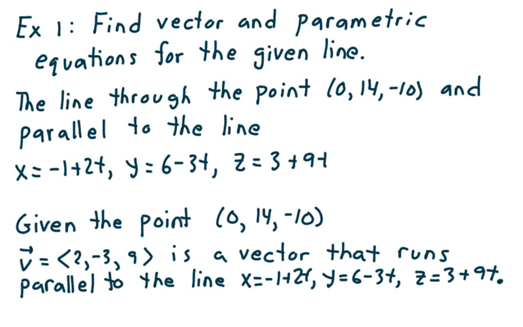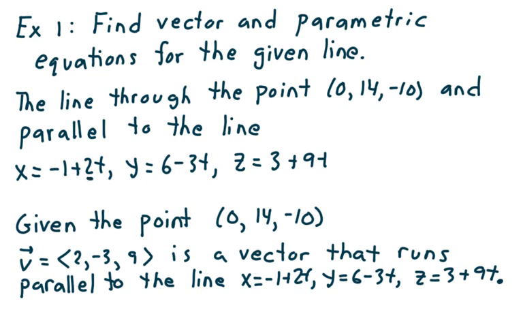We need a specific point on the line. Well, we got that. It's 0, 14, negative 10. And we need a vector that runs parallel to the line. Now, what's going on there? So to get the vector, what we need is we're going to read off the coefficients of t.